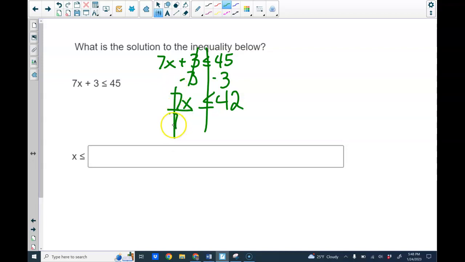That says 7 times x. So I'm going to divide both sides by 7. So on the left side, I'm left with x. And on the right side, I'm left with 42 divided by 7, which is 6. So my answer is x is less than or equal to 6. And as I see this in here, make sure you don't type x is less than or equal to 6, because they already have the x is less than or equal to. So make sure when you put it in, you just put 6 as your answer.